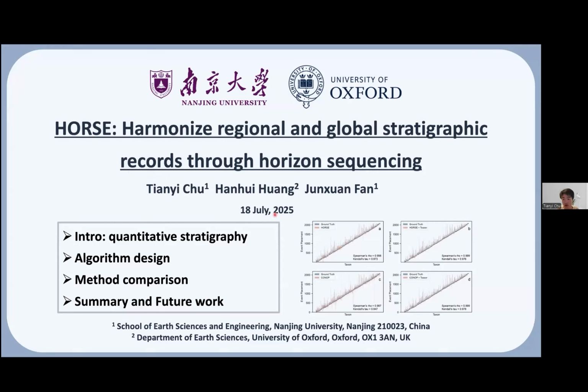Hello, everyone. I'm Tianyi Chu. I'm now a master student from Nanjing University, and I'm really happy here today to share our recent progress on the quantitative stratigraphy method development. We spent around 1 year to develop this method named horizon sequencing. We call it HORSE, which has the ability to harmonize regional and global stratigraphic records for geological timescale and evolutionary study.